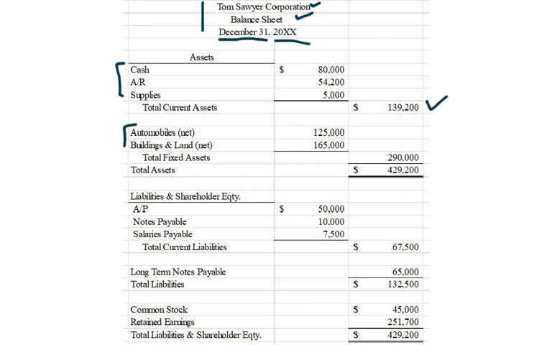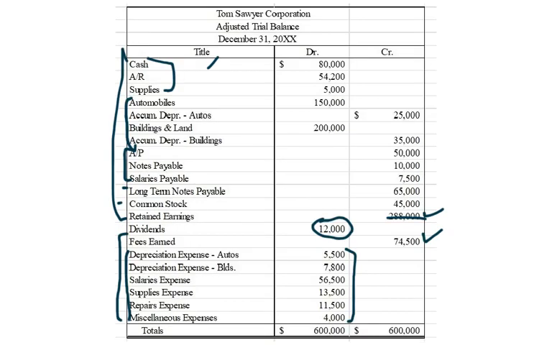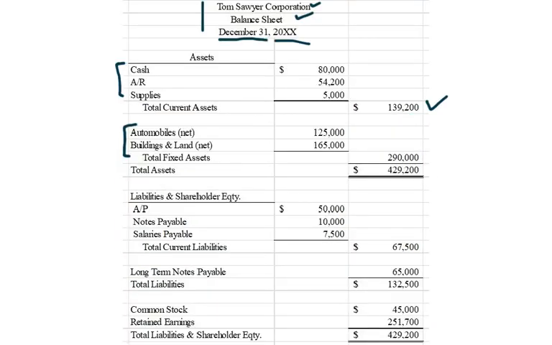Now for the fixed assets, I just did those net of accumulated depreciation because I give you the numbers here. In other words, I took 150 minus the 25, simplified that to 125, 200 minus the 35, simplified that to 165. That's a common format you will see in corporate reports because it's a simplifying assumption. If you care about what went into the accumulated depreciation numbers, usually look to the footnotes of the financial statements for that information. So our total fixed assets are $290,000, added together, and we get $429,200 as our total assets.